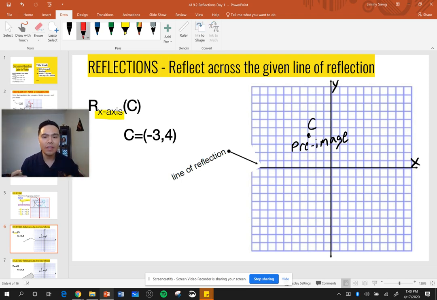Again, the first thing you need to establish is, where's your line of reflection? Well, that's going to be this in red. All right, let me try and make it a little bit cleaner. And I'm given this point C. C is right over there with that pre-image in black.